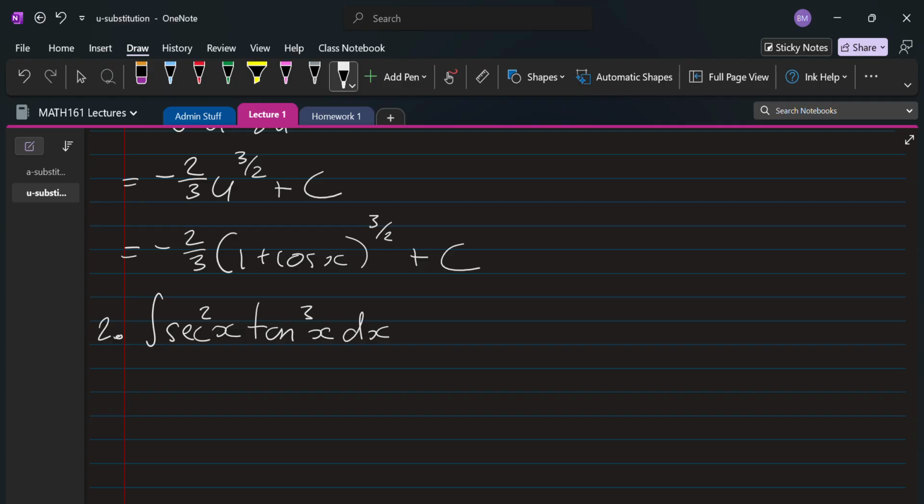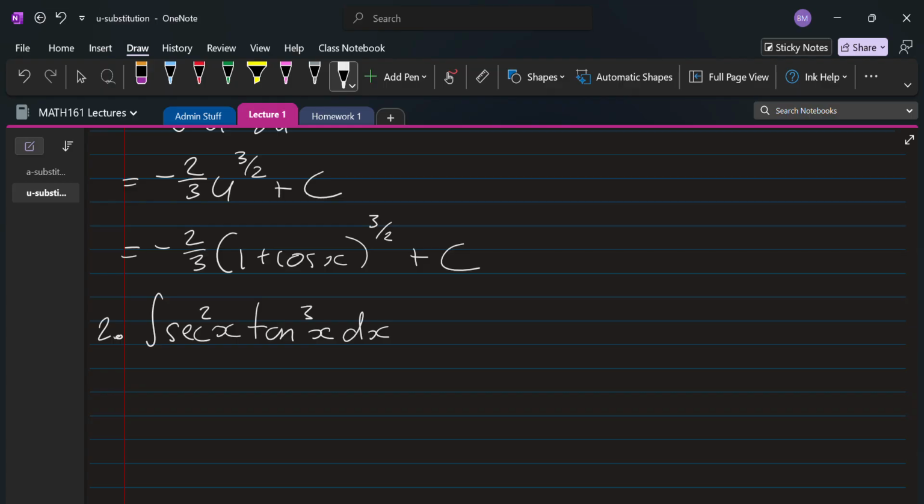Anything with trig functions like this to various powers being multiplied, these are called trigonometric integrals. We're going to look at this specifically in a couple weeks. But for now, we're just going to treat it as a U substitution problem. So we have two options. Either it's sec or it's tan. One of the two. Let's look at sec.